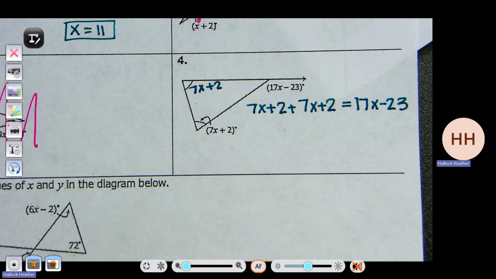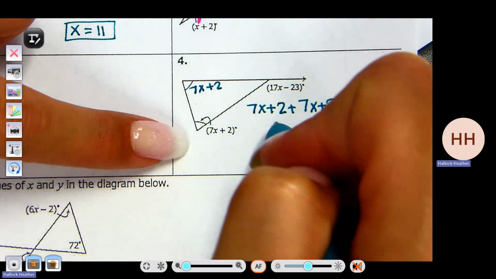I had to do 7 plus 2 plus 7 plus 2. Well, what would you have written instead? 7 plus 2. No, because it would be 14x plus 4 because you're doubling it.